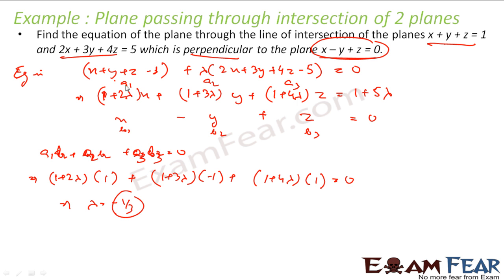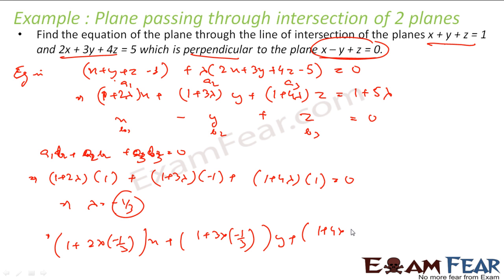You put this in this equation. So what you get is 1 plus 2 into lambda, that is minus 1 by 3, the whole thing is x, plus 1 plus 3 into lambda, that is minus 1 by 3, the whole thing into y, plus 1 plus 4 into lambda, that is minus 1 by 3, that is z, is equal to 1 plus 5 into lambda, that is minus 1 by 3.